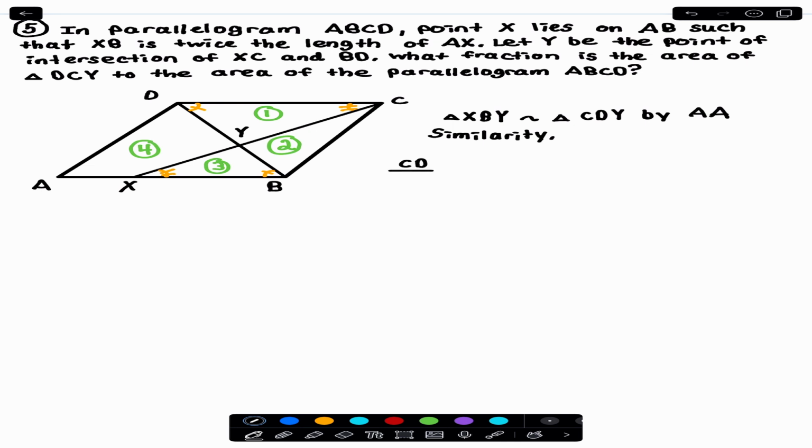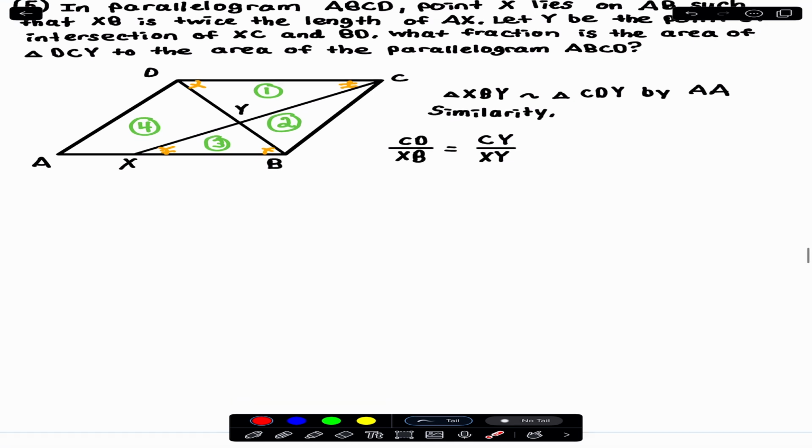So we can get a few ratios from similar triangles. CD over XB equals CY over XY. Notice, CD, first 2 letters, over XB, first 2 letters, equals CY, letters 1 and 3, over XY, the first letter and third letter. So we always stay consistent with that.